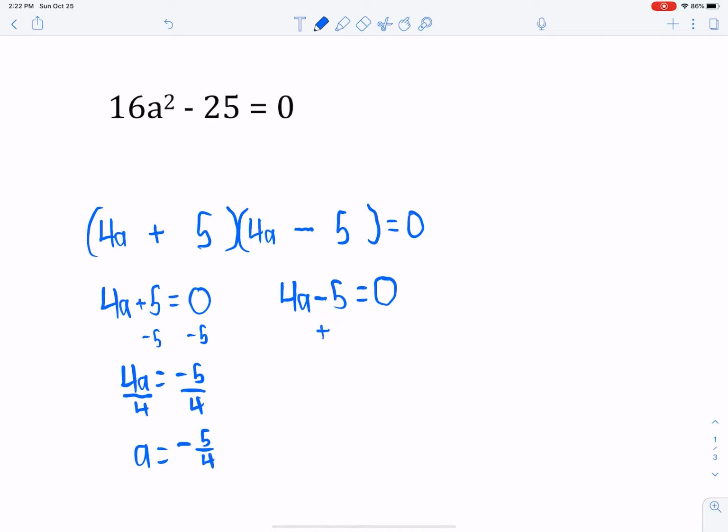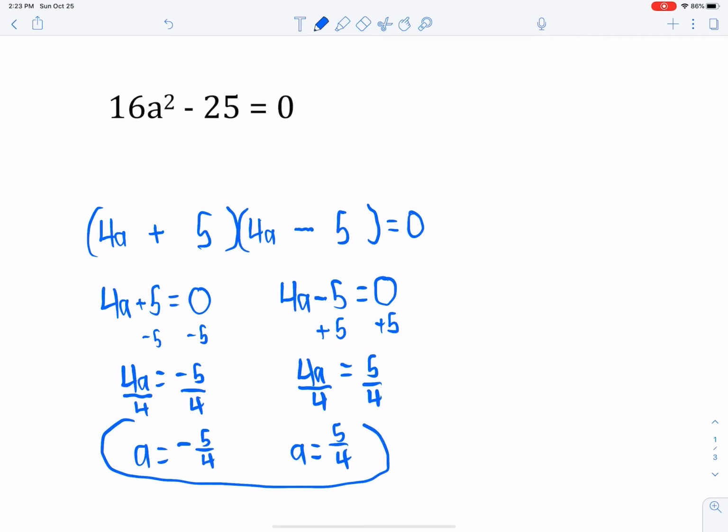The next one, we would add 5 to both sides, making it 4a equals 5. And then when we divide by 4, we end up with a equals positive 5/4, like that. So here, those ended up being the two answers for that equation.